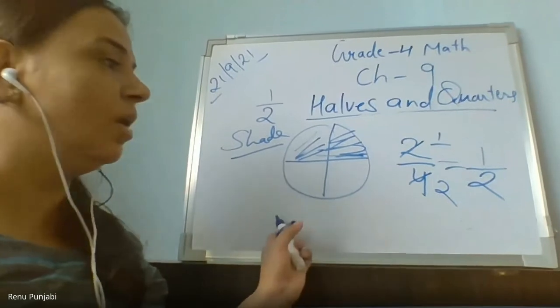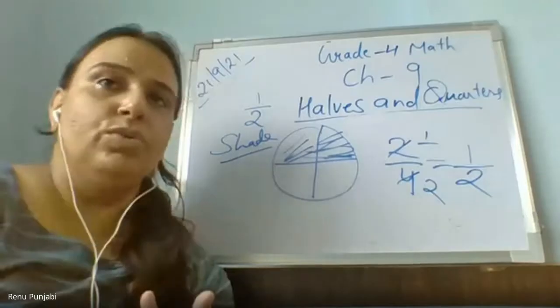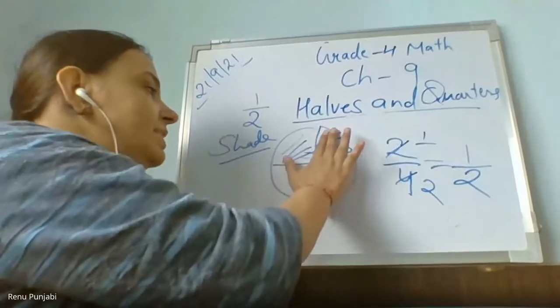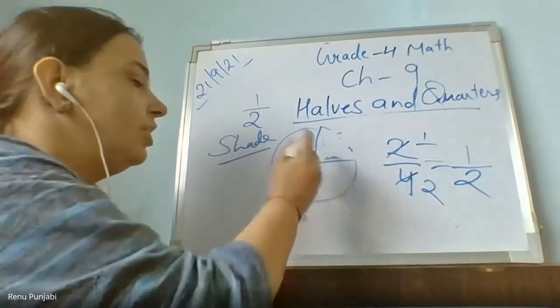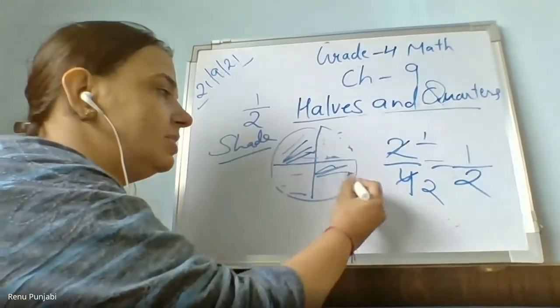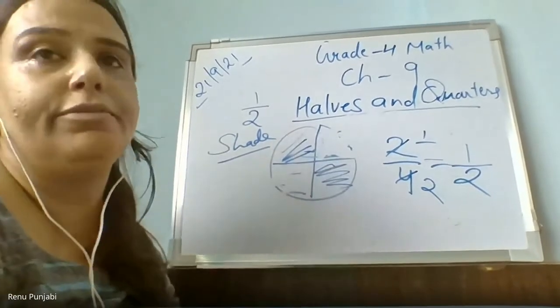This is clear to you all? Yes, ma'am. But when there is 2 upon 4, we have to shade the 2 parts according to the numerator. So we can shade any 2. It is not compulsory that you shade these two only. You can shade any two this way also, or this and this also. Any two parts are similar to 2 upon 4.